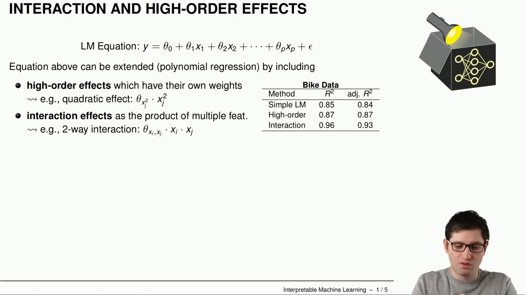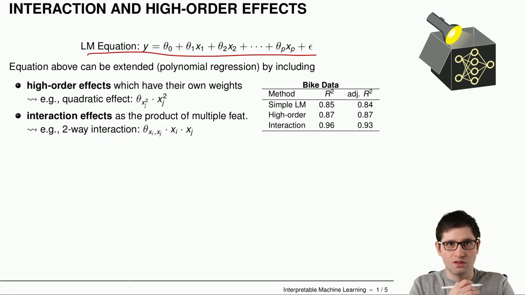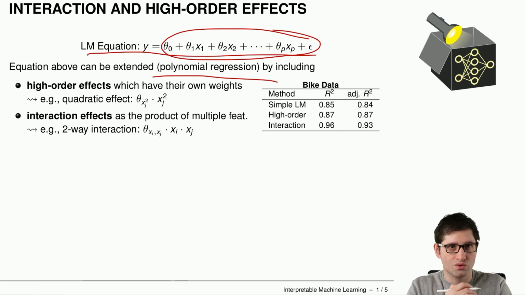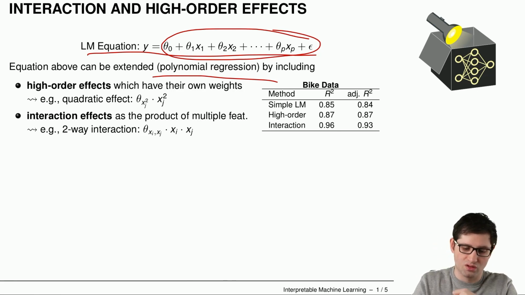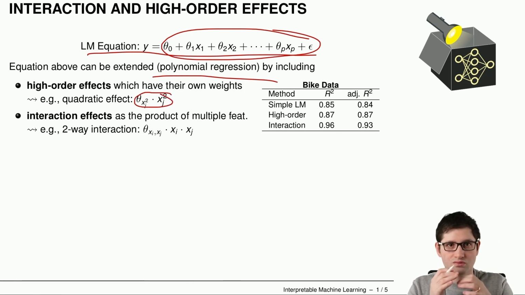So again, let's look at the original equation of the linear regression model with only main effects. We have learned how to interpret the coefficients, the weights, based on the different types of features that we have at hand. This equation can be extended by polynomial regression if we allow to include also higher order effects, which are just quadratic or cubic or higher order transformations of the original features.